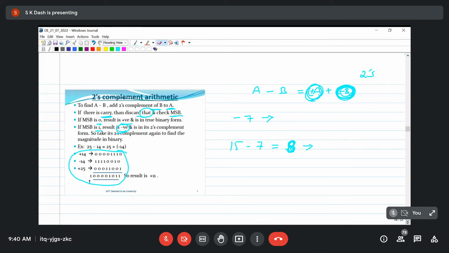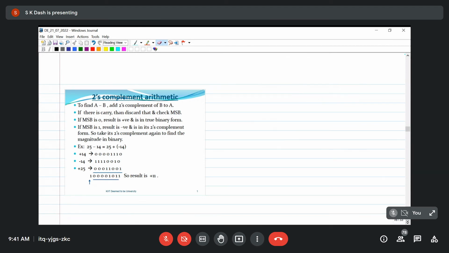Now suppose the question is, I need to find 25 minus 14. So what will happen? 25 minus 14 means what? I can write this as 25 plus minus 14. So first of all, I need to represent what is plus 25. Suppose I need to represent it with 8 number of bits. Then what will be plus 25?